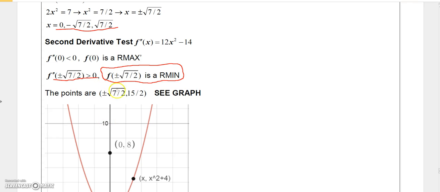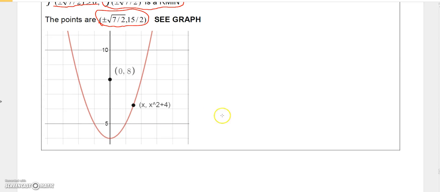So the x value would be plus or minus square root of 7 halves, and then if you plug that back into the formula x squared plus 4, you'll get that the y value is 15 halves. And so the point that's closest to this point 0, 8 on this parabola would be either positive square root of 7 halves and 15 halves, which would be here, or minus square root of 7 halves and 15 halves, which would be right here in this spot. Okay, so there are actually 2 points that are closest.